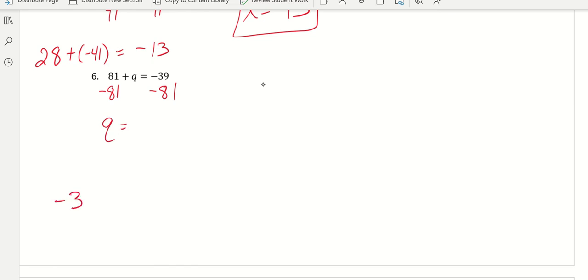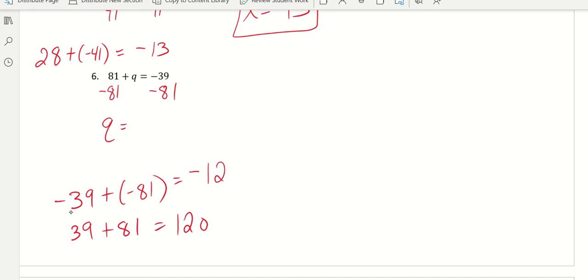This is like negative 39 plus negative 81. Now remember, this is just like 39 plus 81, except it's going to have the exact opposite sign. So what's 39 plus 81? Well, 9 plus 1 is 10, right? So 9 plus 81 is 90. 90 plus 30 is 120, which means negative 39 plus negative 81 is negative 120. So q is equal to negative 120. There we go.